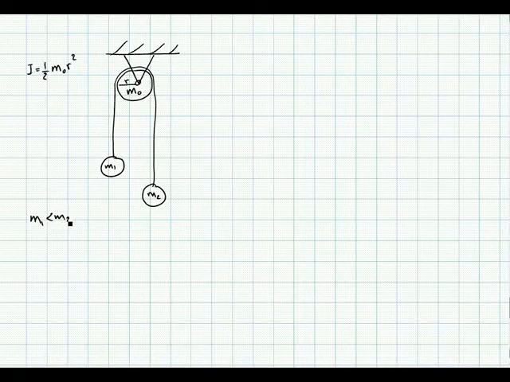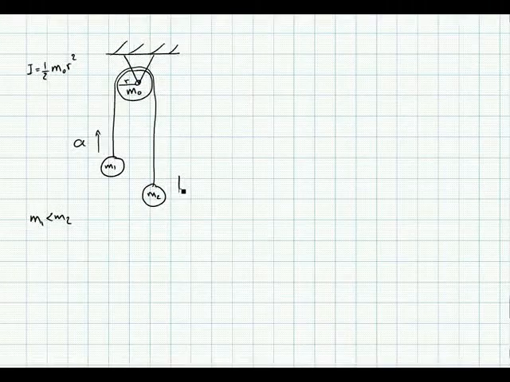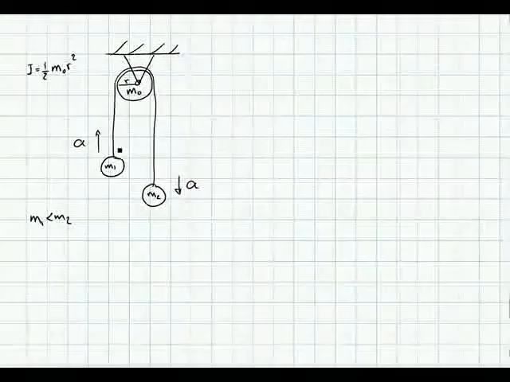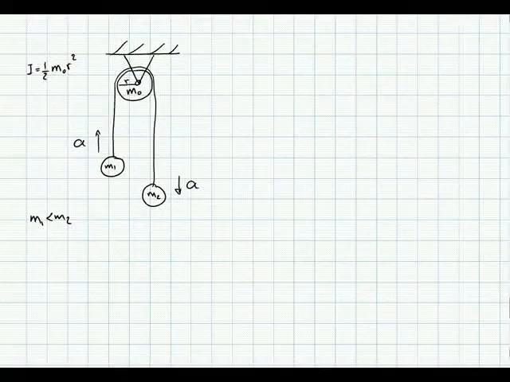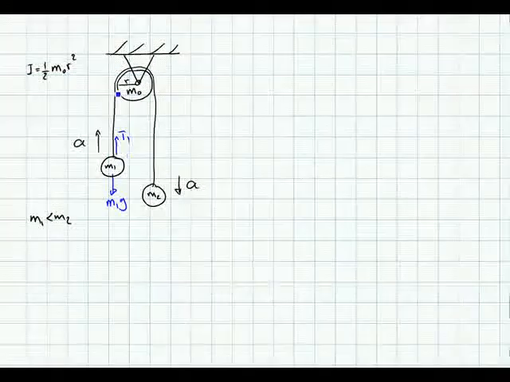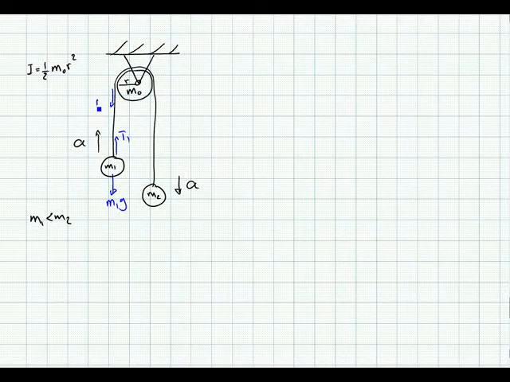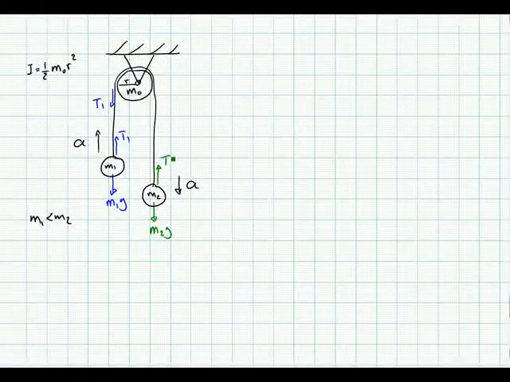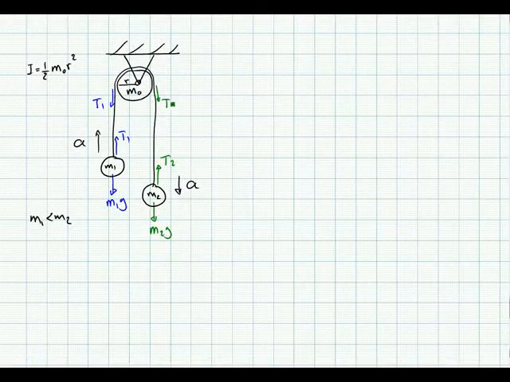Now let us also assume that m1 is less than m2, so when we release the system one would expect m1 to accelerate upwards with acceleration a and m2 to accelerate downwards with acceleration a. If we identify the forces on m1, of course m1g and tension T1. Now tension T1 is the same here, this is T1 as well. Forces on M2 are M2G, and this is T2. Of course we have T2 down here.